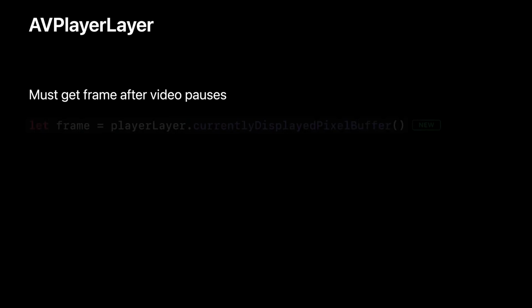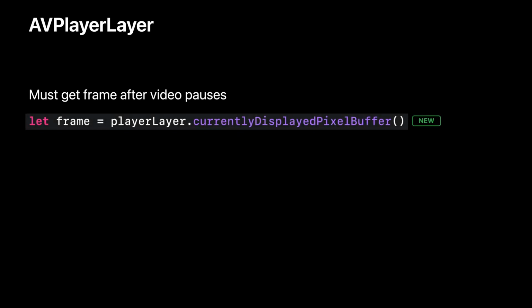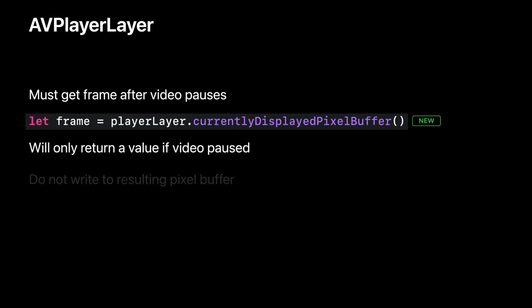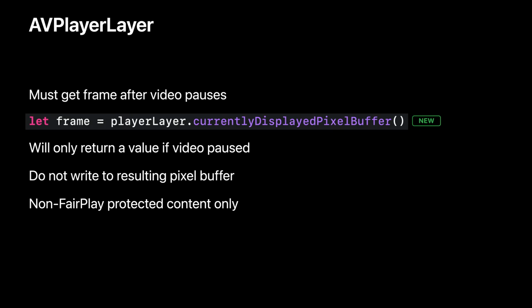If you are using AVPlayerLayer, then you are responsible for managing the analysis and the interaction, but it is very important to use the currentlyDisplayedPixelBuffer property to get the current frame. This is the only way to guarantee the proper frame is being analyzed. This will only return a valid value if the video play rate is 0, and this is a shallow copy and absolutely not safe to write to. And once again, only available for non-FairPlay protected content.